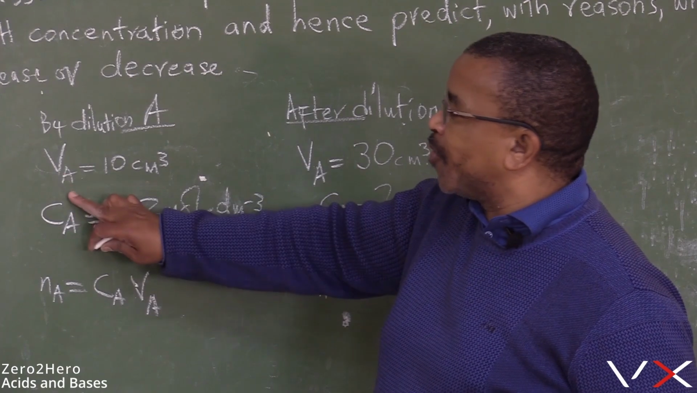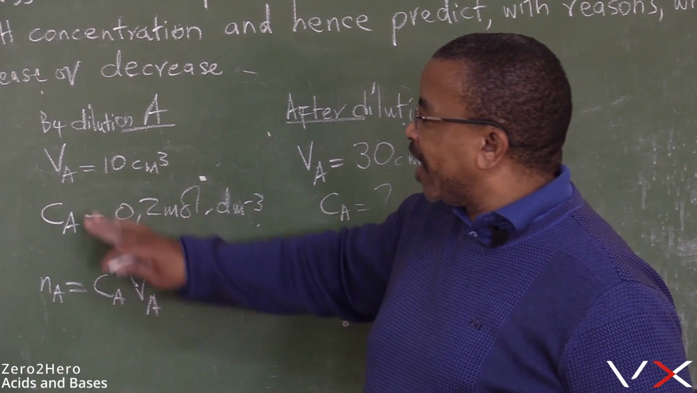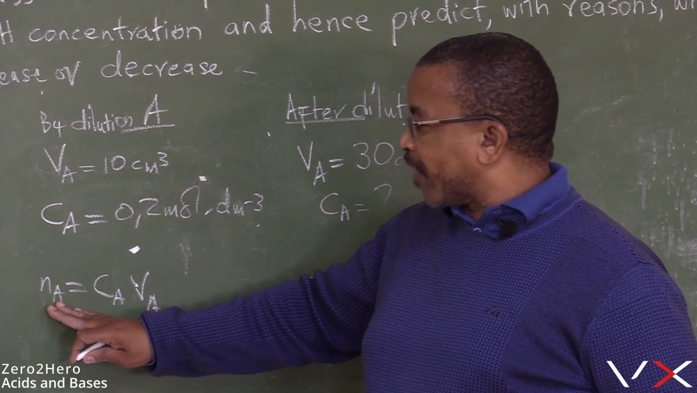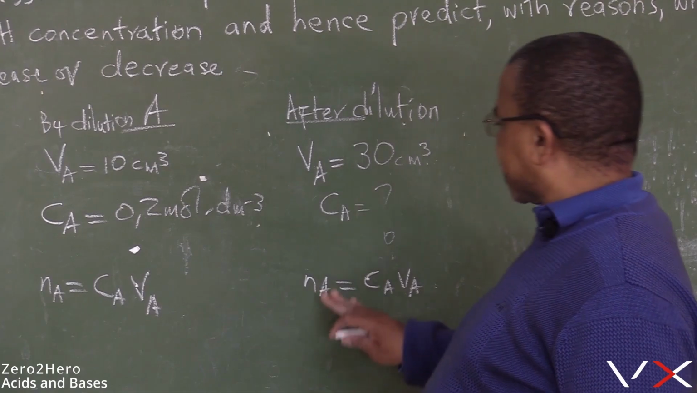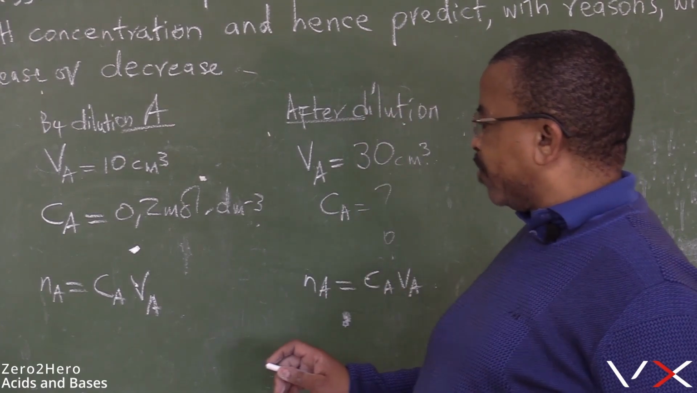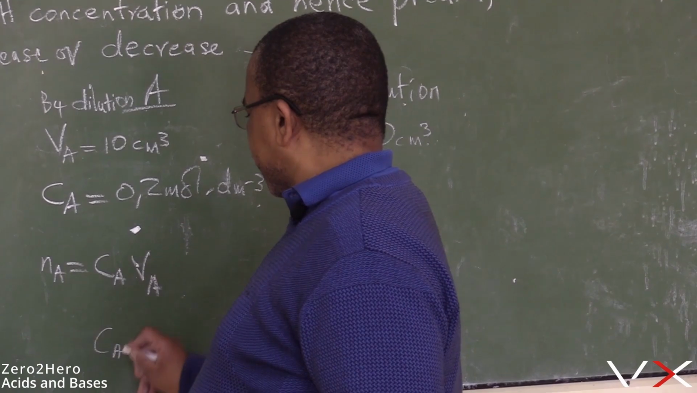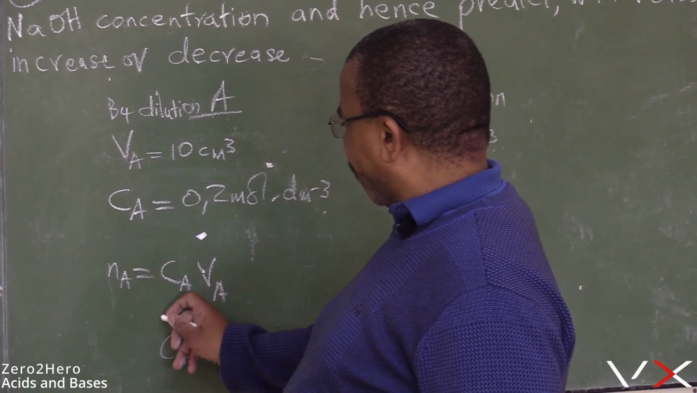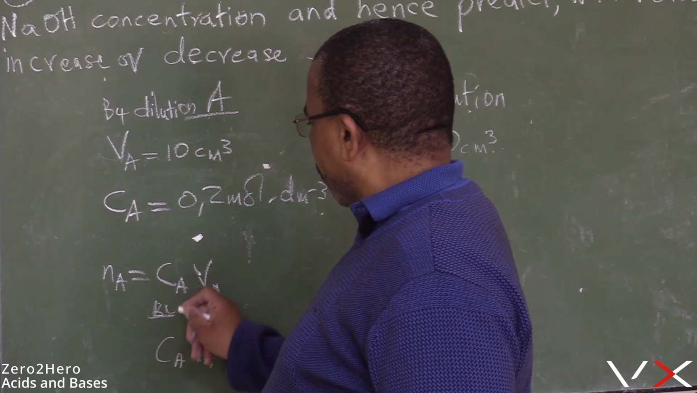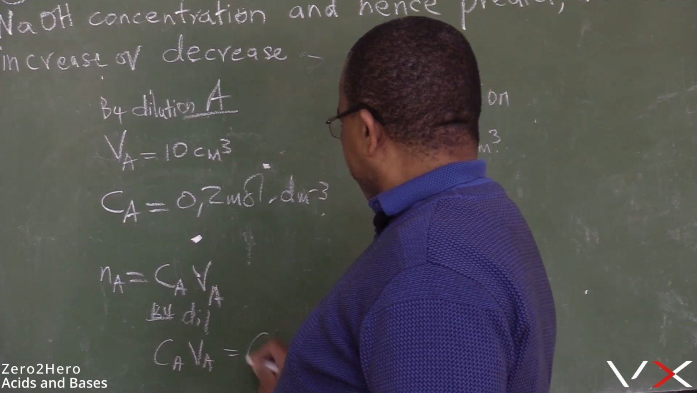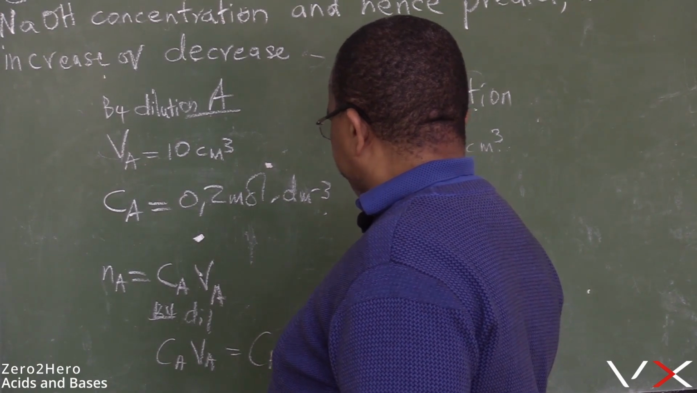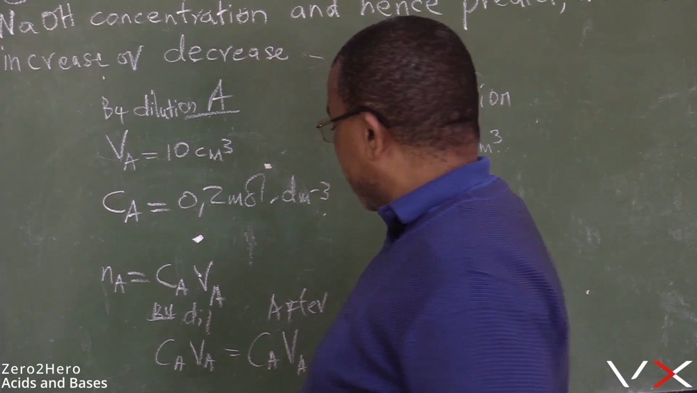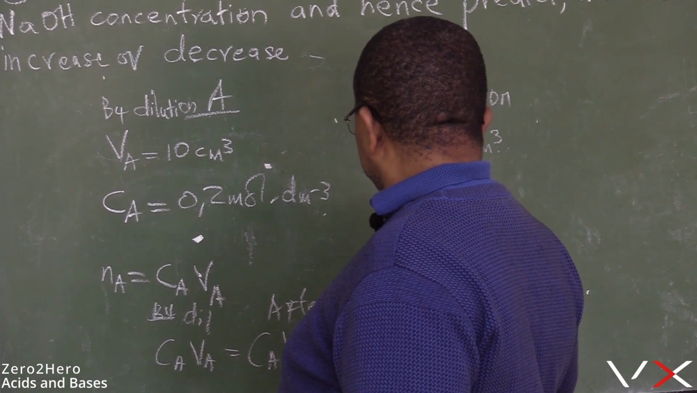The number of moles is volume of A times concentration of A. So the number of moles of A before is the same as the number of moles of A after. Then what do we have? We equate the two: CaVa before dilution equals CaVa after dilution. Very tricky question.